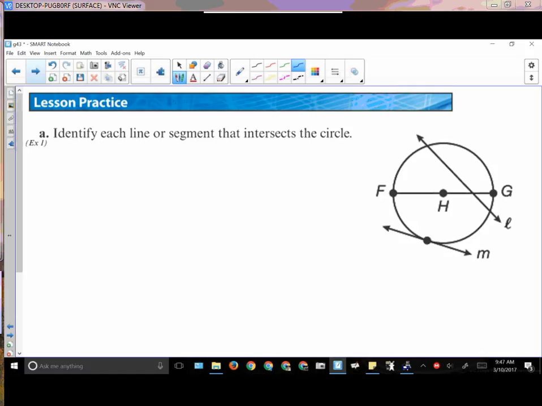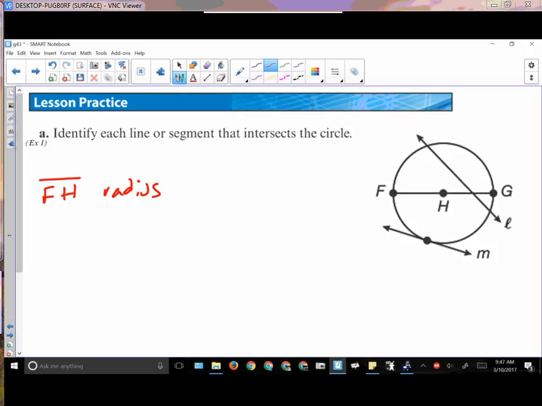Let's see, Jacob. What would I classify FH as? Oh, radius. Radii would be if there's more than one of them, but radius would be just singular. So now you got me with the I's. Here we go. R-A-D-I-U-S. Okay, good.